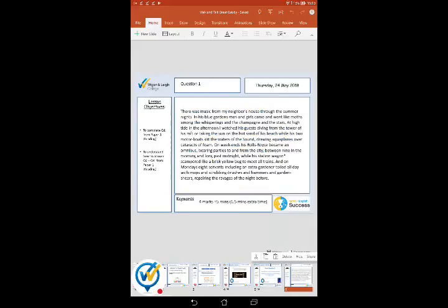There was music from the neighbour's house through the summer nights. In his blue gardens men and girls came and went like moths among the whisperings and the champagne and the stars. At high tide in the afternoon I watched his guests diving from the tower of his raft or taking the sun on the hot sand of his beach while his 2 motorboats slit the waters of the Sound, drawing aquaplanes over cataracts of foam.